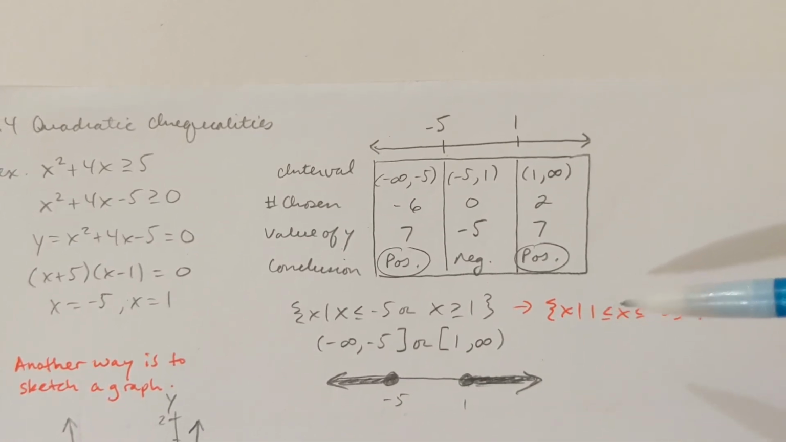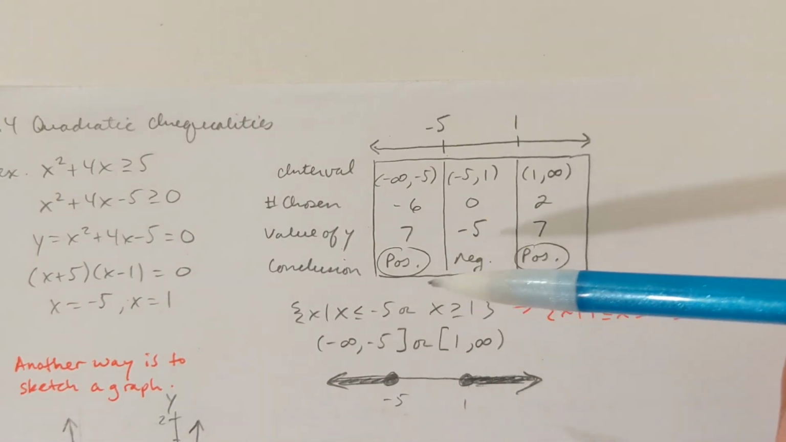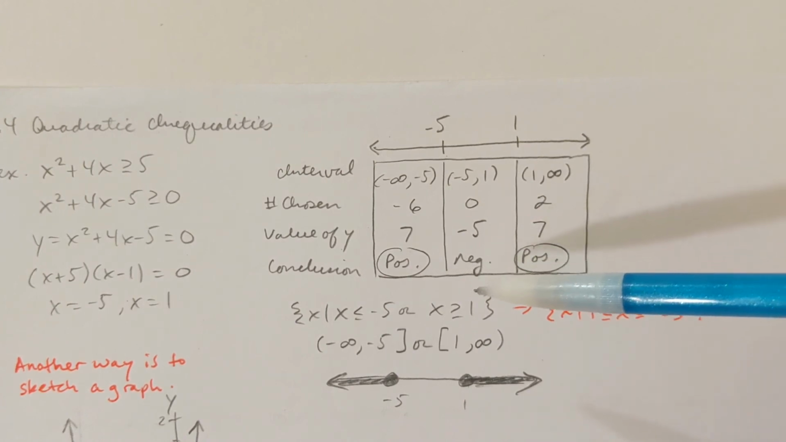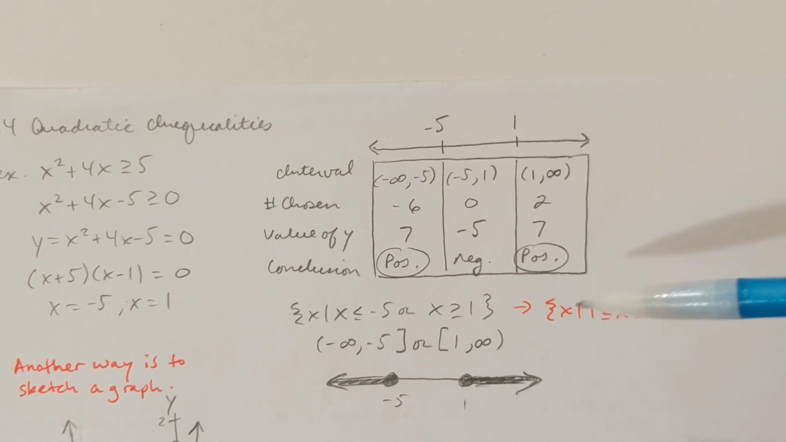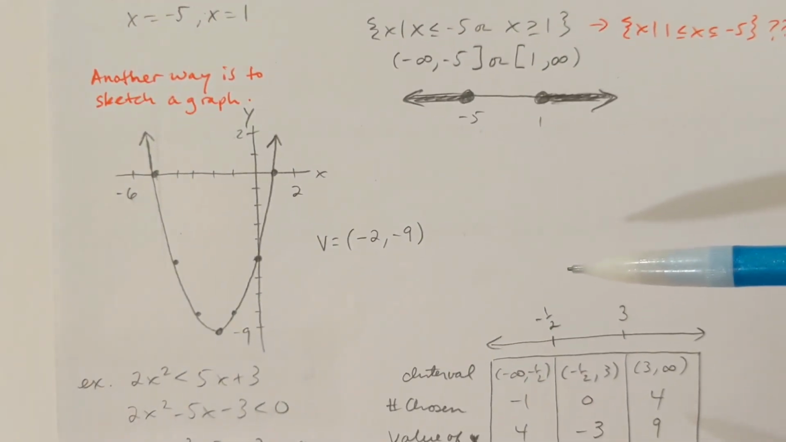I've got that written in such a way so that it doesn't make any sense. Negative 5 is not bigger than 1. Of course, this is the way to write it: the set of all x such that x is less than or equal to -5 or x is greater than or equal to 1. Okay, another way to do this is to sketch a graph.